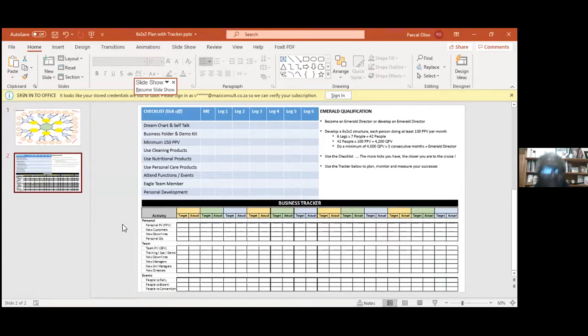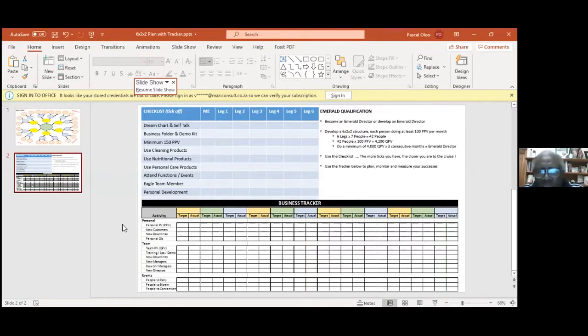I would recommend those of you who are not Eagle Team members to register to become one. In fact, just go to Telegram, download Telegram on your phone. You will find something called the Eagle Team Resources. You'll get fantastic training material on that resource. Then spend time in personal development.